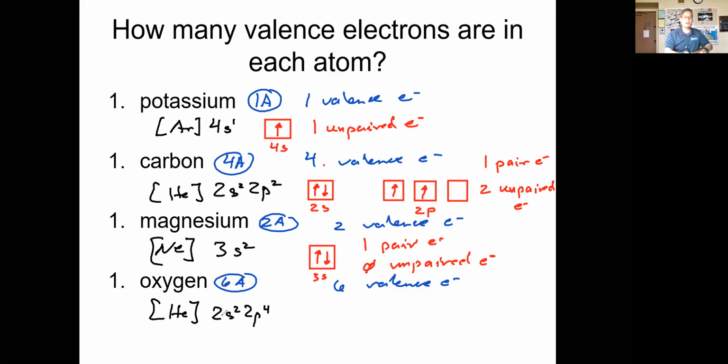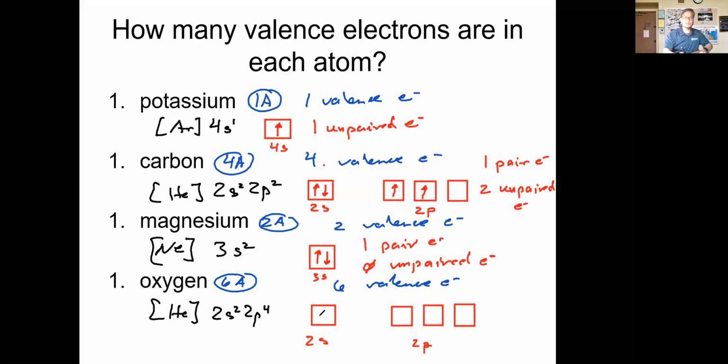Let's take a look at oxygen. Oxygen has electrons in the s orbital and the p orbitals. So let's go ahead and draw those out. You have the s orbital here, and then again you have your 3 2p orbitals. There they are. Let's go ahead and fill it in then.